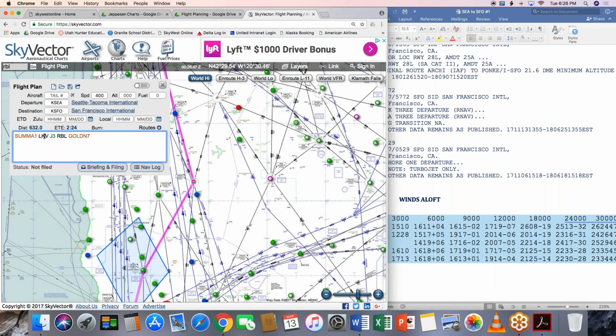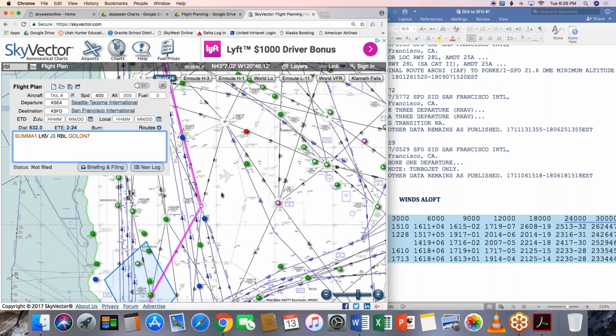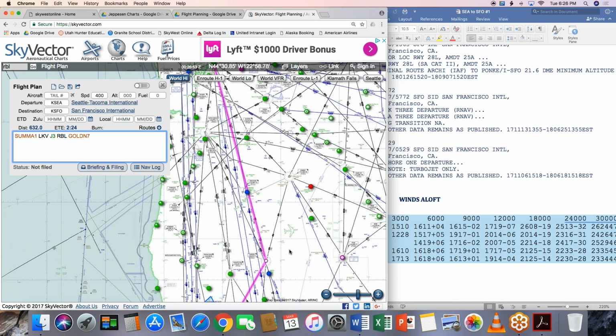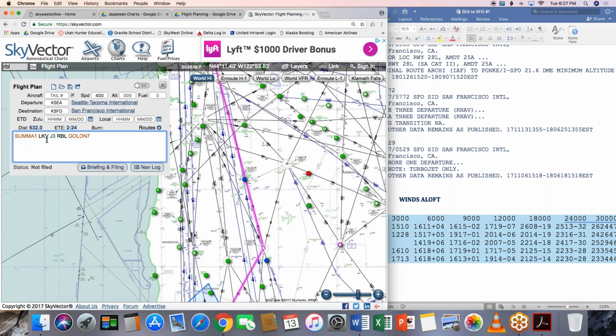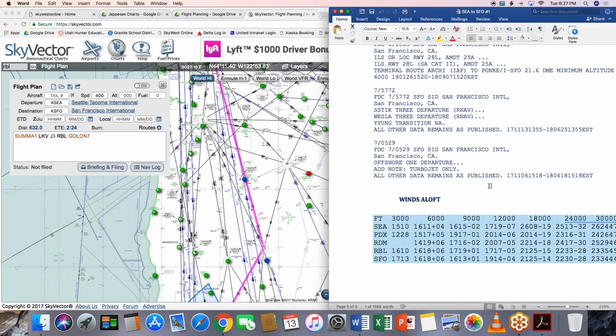So that is our transition point for our SID. Since that's a transition point for the SID, that doesn't mean that it's going to be our top of climb. We're using these winds aloft here for finding our average wind speed and temperature at an altitude. So we just grab a couple off of the winds aloft chart.